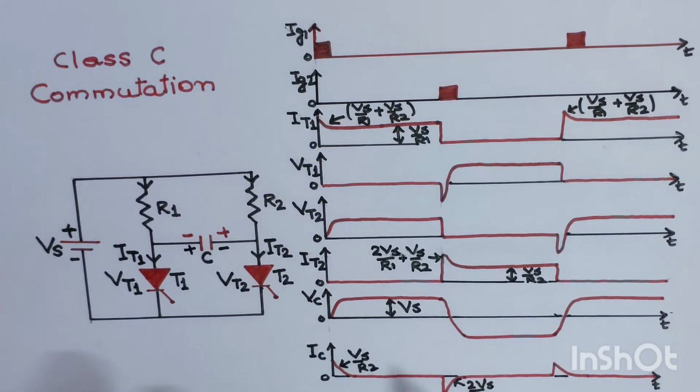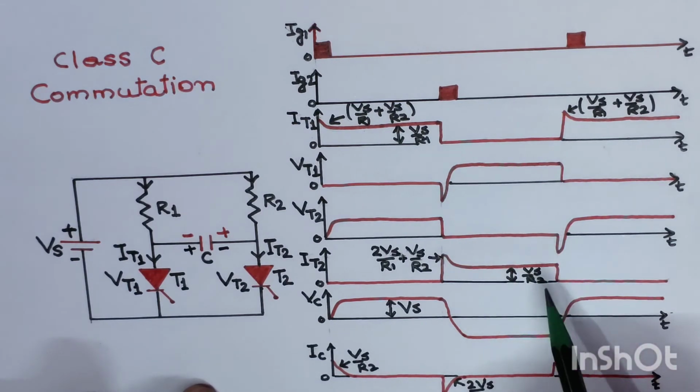So capacitor current is flowing in the first stage when T1 is fired, and that has the value Vs by R2, and in the second stage when T2 has been fired, the capacitor current is flowing with 2 Vs by R1. So that is how the waveform has been shown here.